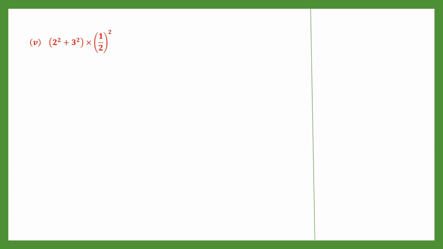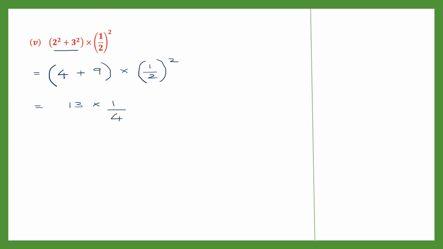Question 5. Here we have within brackets 2 square plus 3 square. So that's not negative, that's positive. So we can do that easily. 2 square means 2 twos are 4, plus 3 square is 3 threes are 9. So 4 plus 9, into the square of 1 by 2. So this becomes 4 plus 9 is 13, into 1 into 1 is 1, 2 into 2 is 4.